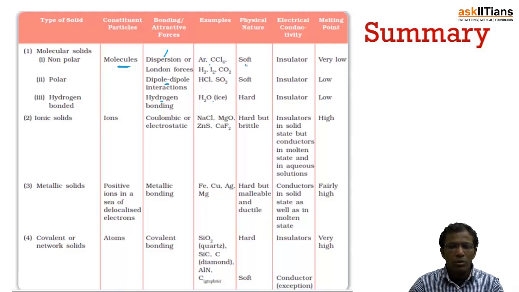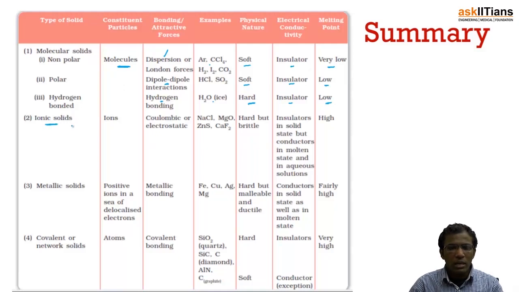I told that non-polar solids are soft, and because of the strong hydrogen bonding, these are hard. And electrical conductivity is also given. All are insulators, and even the melting point is also given. Because of the weak dispersion forces, its melting point is very low, but polar is relatively high, but it is still low. Hydrogen bonded, it is low. Okay. So this is about molecular solids.